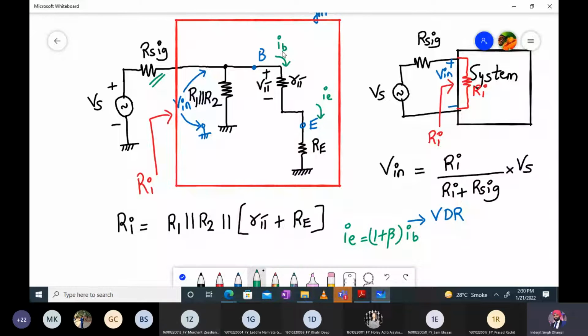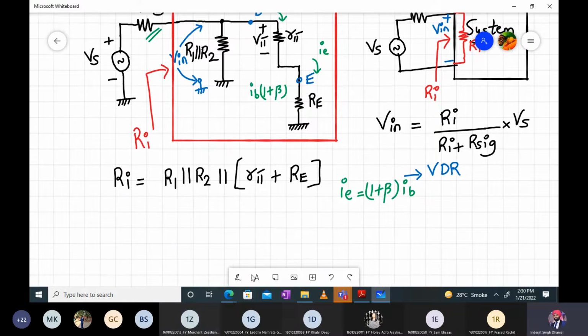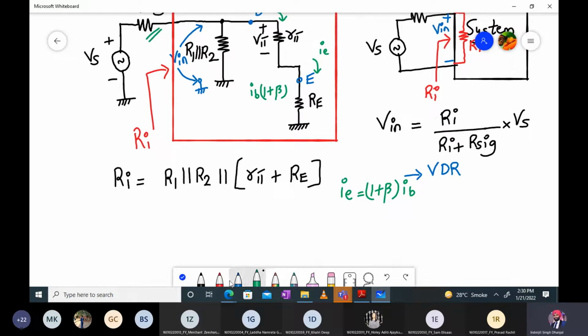So if I want to represent IE in terms of IB, what do I have to do? If I have to convert this into IB, multiply by beta plus 1 times IB. Correct. This will become this. Now can you tell me the related form? Sir, we'll write Re as beta plus 1 times Re. So this is wrong.